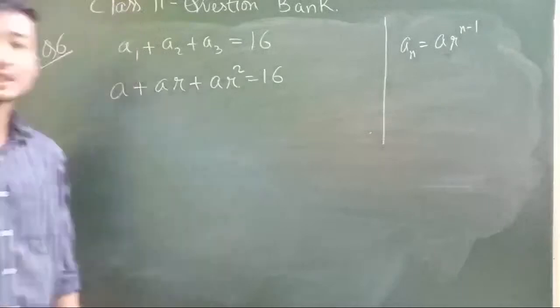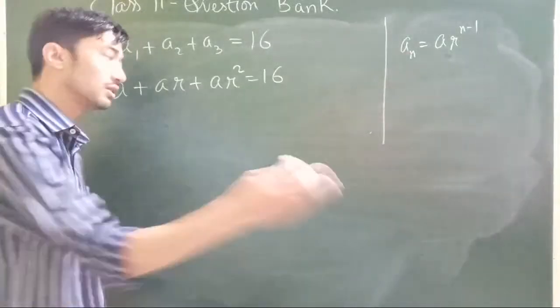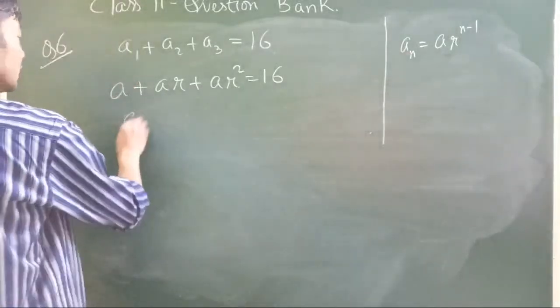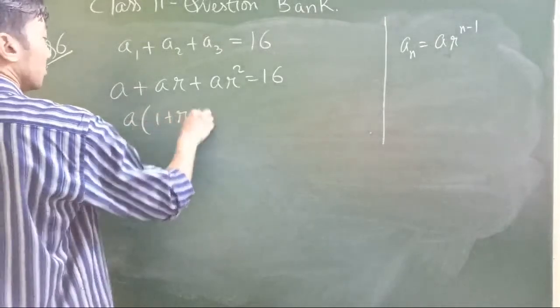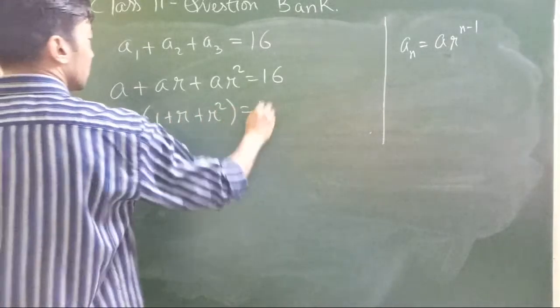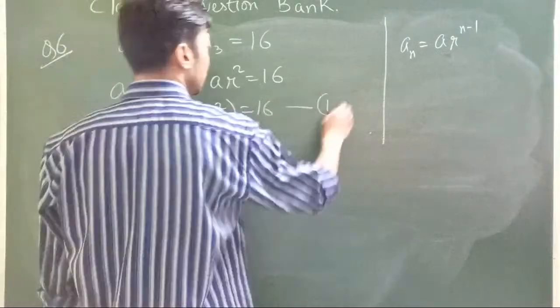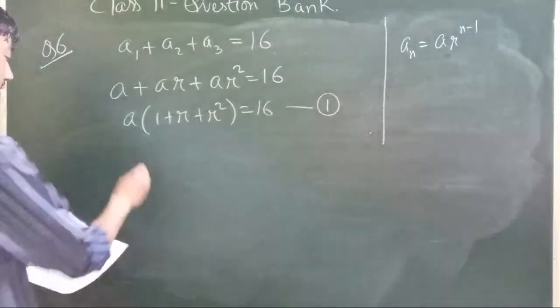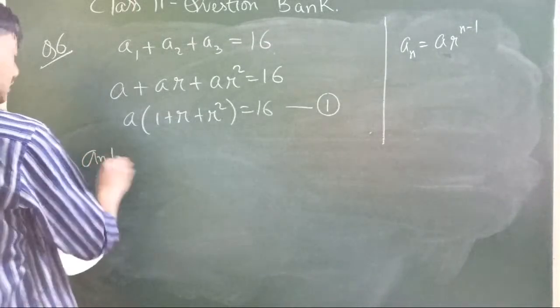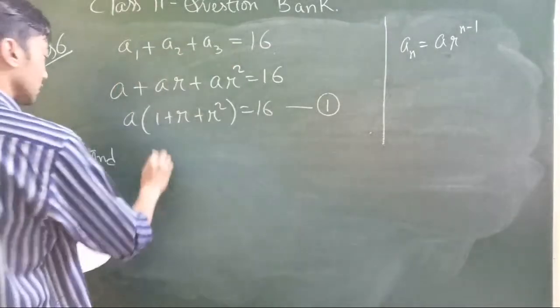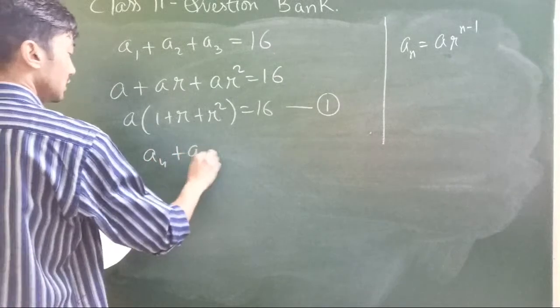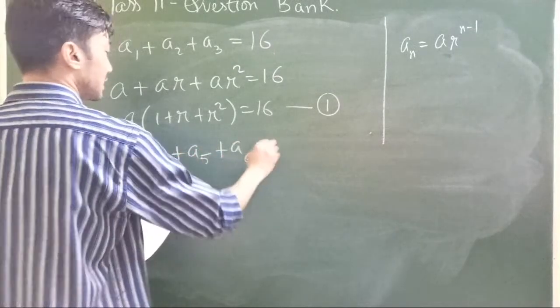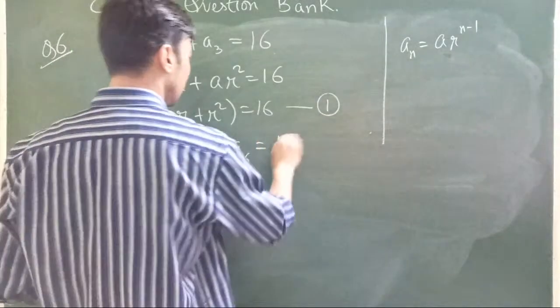It's all explained and all the exercises are done, so you can go and check out those videos. So a times (1 plus r plus r square) is equal to 16. Let it be, we might need that. Second condition is the sum of the next three terms, the fourth, fifth, and sixth terms. The sum of the next three terms is 128.